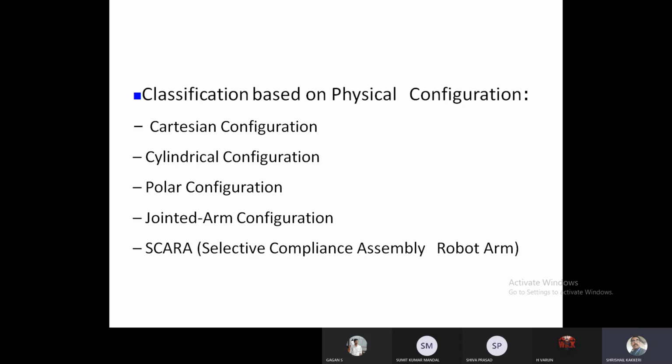In this similar way, we have the Cartesian coordinate robot, cylindrical coordinate robot, polar or spherical coordinate robot, and the articulated robot. Articulated robot is also called giant arm configuration or SCARA, selective compliance assembly robotic arm. Since it resembles the human arm, the SCARA or articulated robot is just like an articulated hand of a human being, so it is called an articulated robot arm.